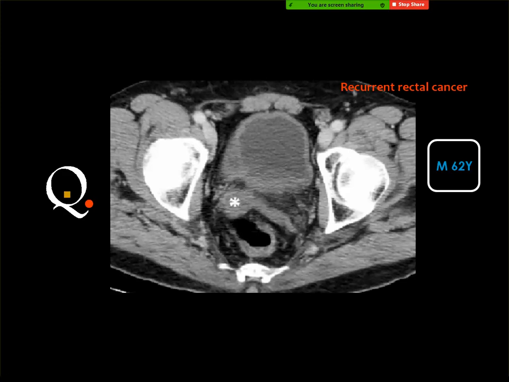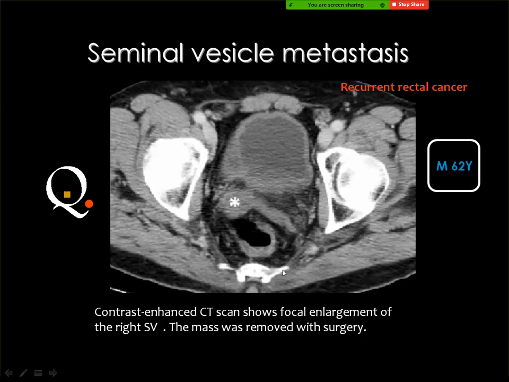Invasion of the urinary bladder with posterior lateral aspect mass. This patient had a recurrent rectal carcinoma, and this is the rectal carcinoma. Then what do you think of this? This is small, like invasion. Metastasis, and this is seminal vesicle metastasis, because the tumor is not in close contact with the seminal vesicle. Then this is metastatic deposit, not a direct invasion.